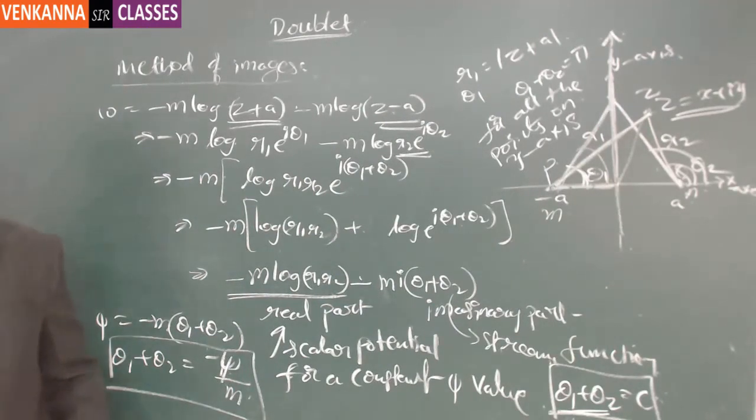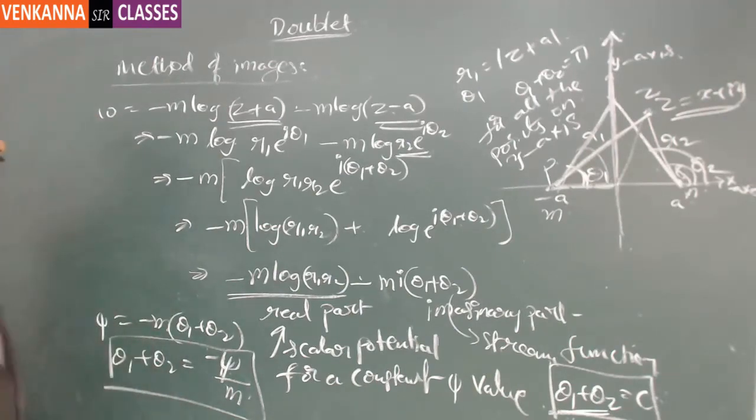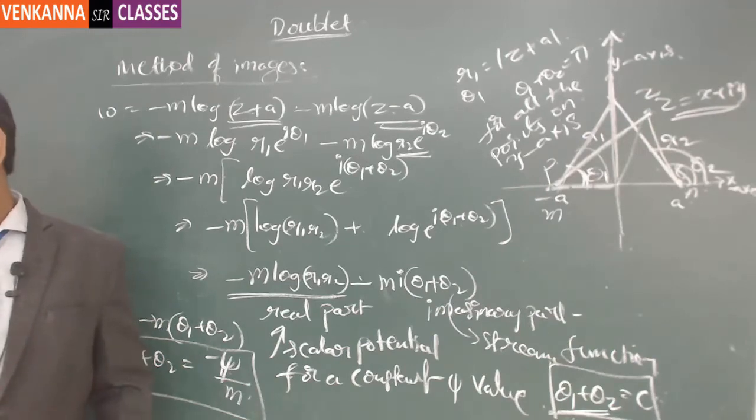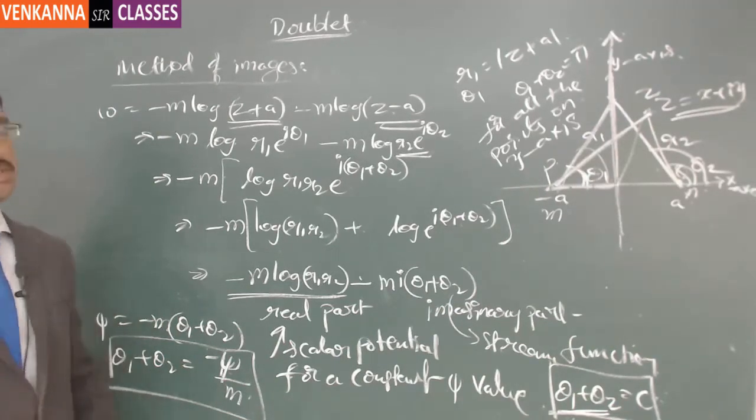So this method we call the method of images. So the method of images is used to accurately model the flow, right? Even when there are some hurdles or the presence of some other components. So that is the advantage of the method of images.